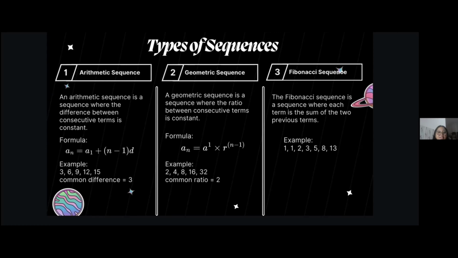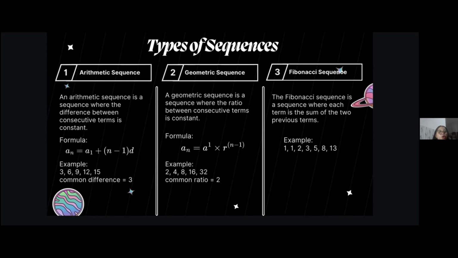And the last one is the Fibonacci sequence. The Fibonacci sequence is a sequence where each term is the sum of the two previous terms. For example, 1, 1, 2, 3, 5, 8, and 13. Each number is formed by adding the two numbers before it. Now, can you find the next number? What's the next number, guys? Yes, it is 21. So, these are the three main types of sequence.